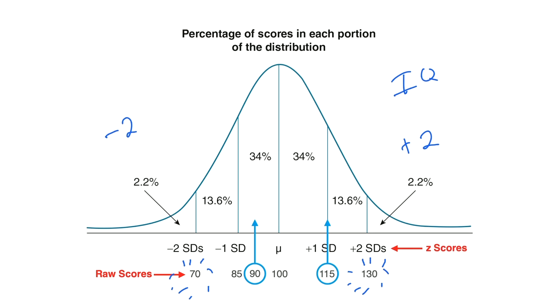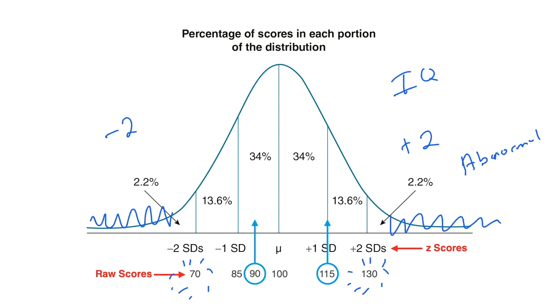And in the world of abnormality, 2 standard deviations above or below the mean is sort of where we draw the line in the sand as to something being abnormal. This is all abnormally high, and this is all abnormally low.